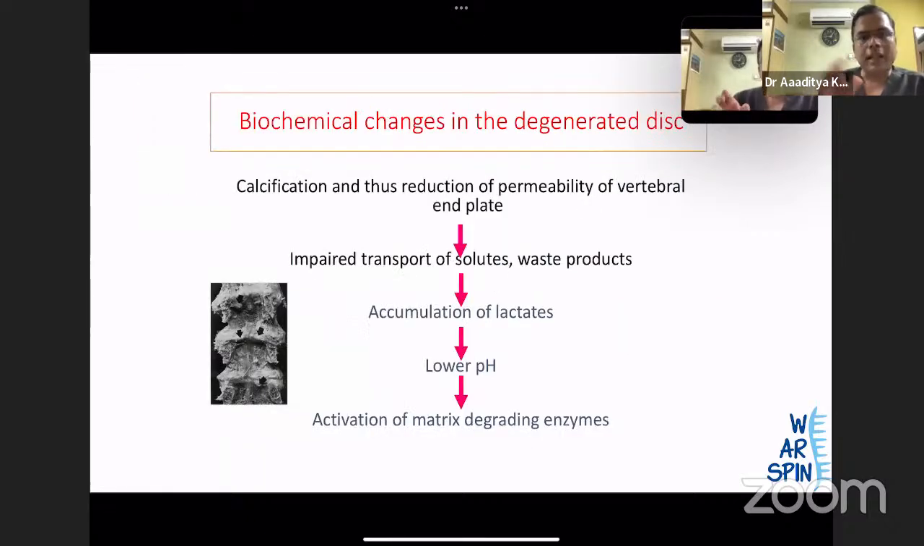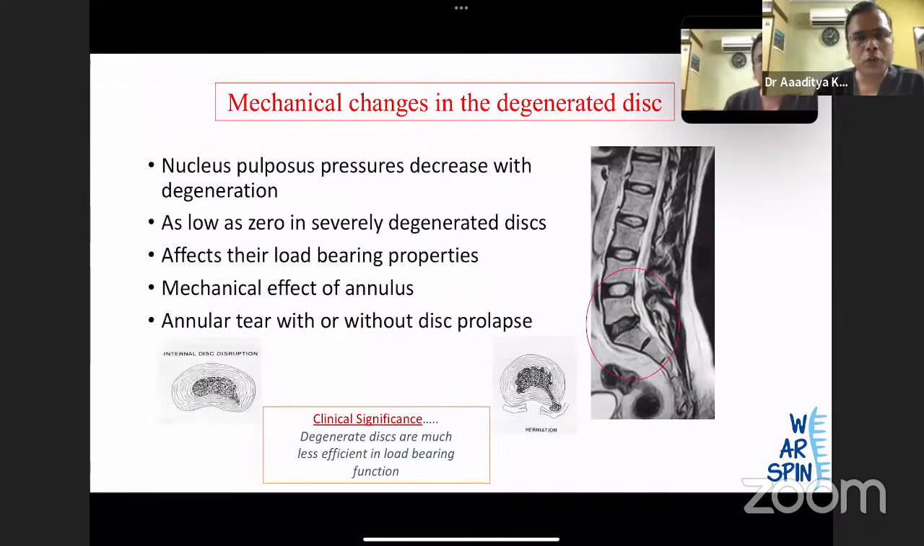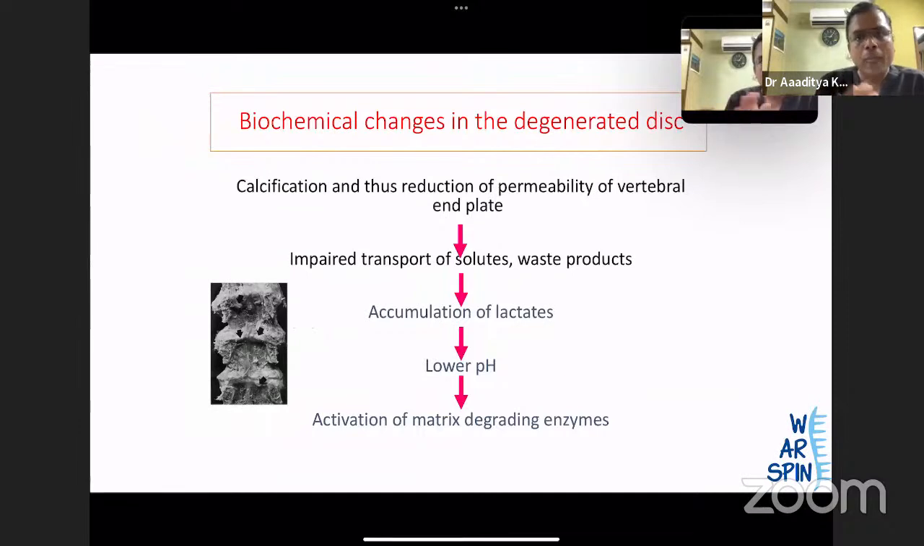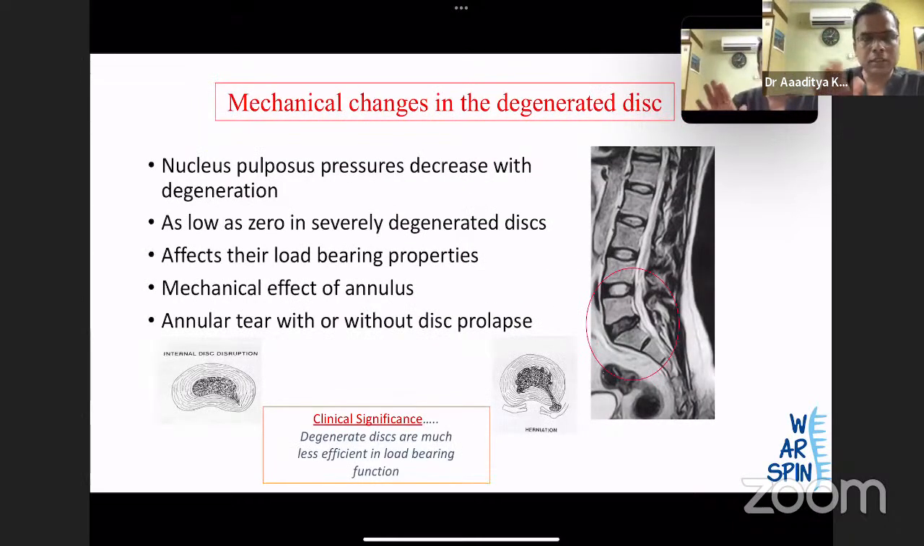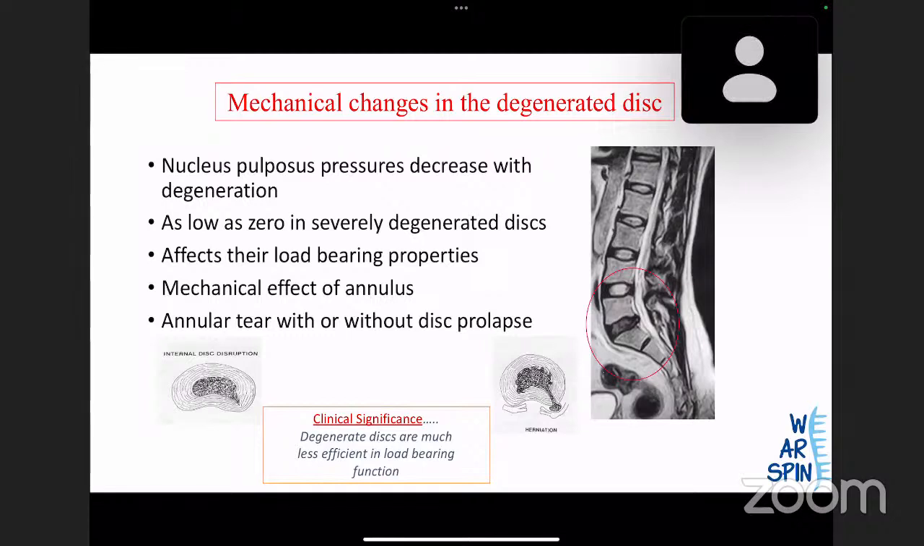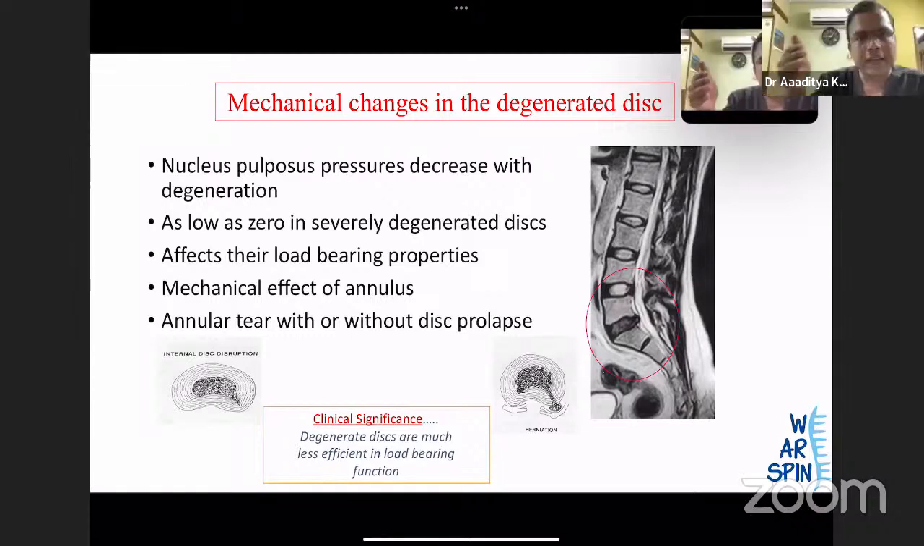So calcification takes place in these blood vessels, which leads to reduction in permeability of the end plates. That thereby causes impaired transport of solutes and waste products, accumulation of lactates, lowering of pH, and activation of matrix degrading enzymes. These are the biochemical changes. Because of the earlier 2 phenomena, the biomechanical changes happen in terms of pressures.